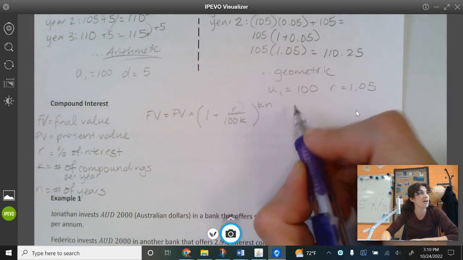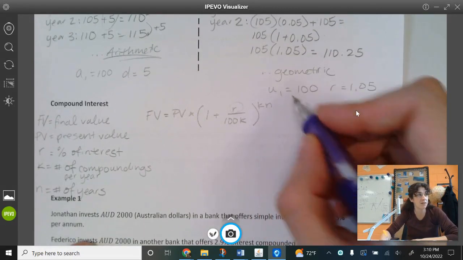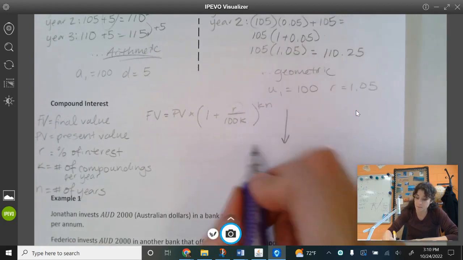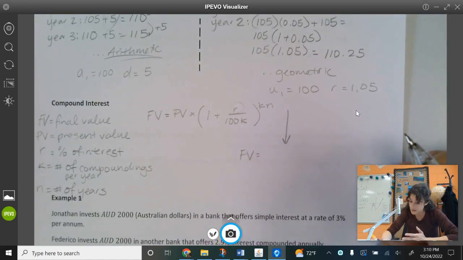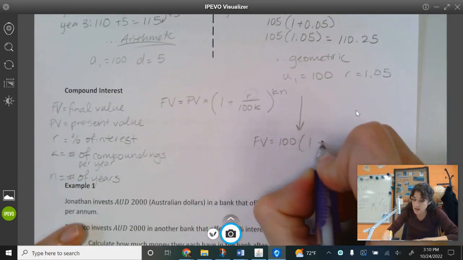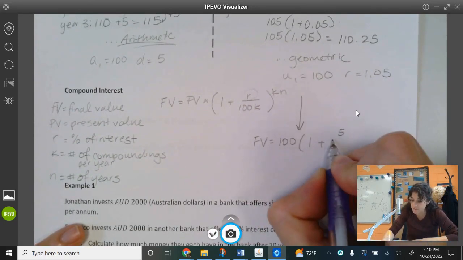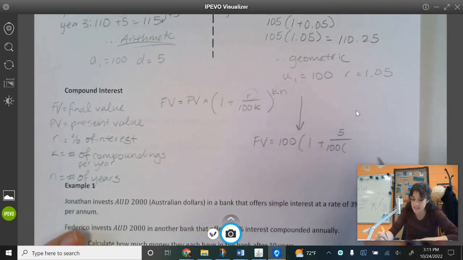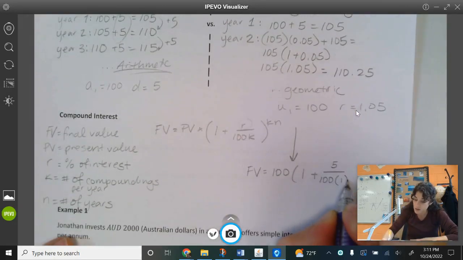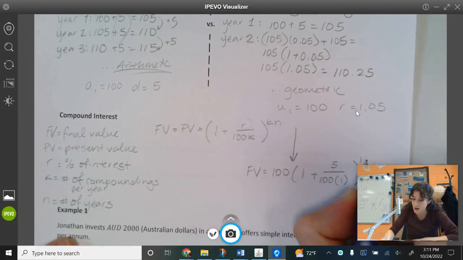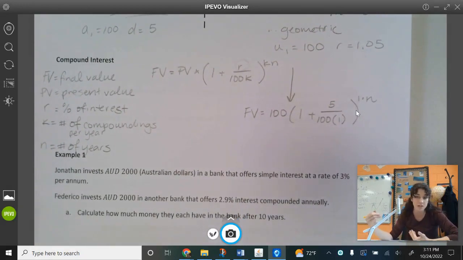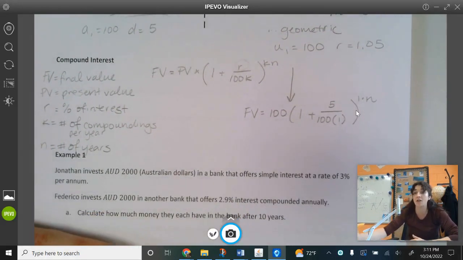If we wanted to, let's say, find out what the final value was for our compounding interest above, our final value would be our present value, which is the initial value, 100, times 1 plus r, which is 5, divided by 100 times k, number of compoundings per year. It says compounded yearly, so that's once per year, raised to the k times n. We don't know n, right? It depends on whether we want it 5 years from now, 10 years from now, 2 years from now, right? That's our unknown here.